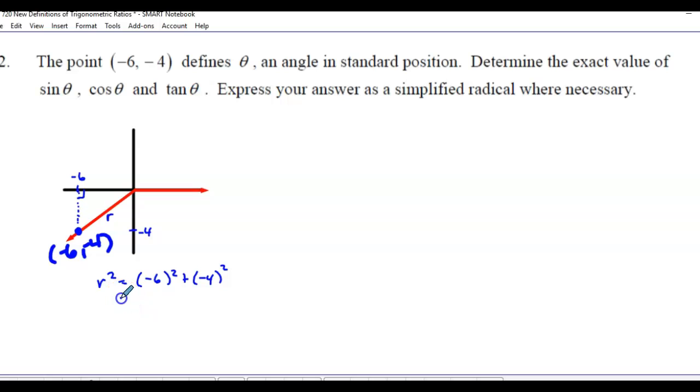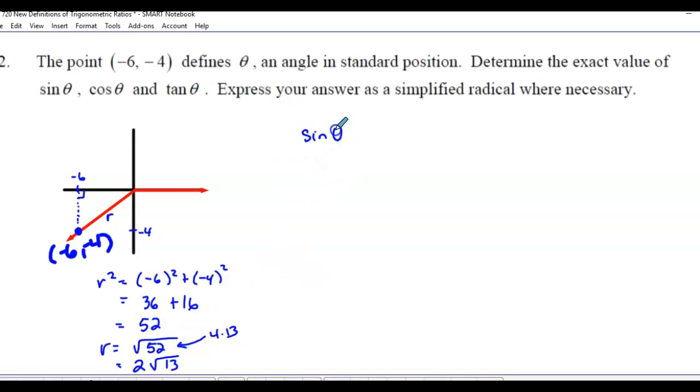Now, if you wanted to use the positive, that's fine, right? The negatives show you the location, so you know it's in the third quadrant. But when you square a negative, you get a positive. So it's going to be 52, so r is going to be the positive root of 52. 52 is 4 times 13, so that's going to be 2 root 13.